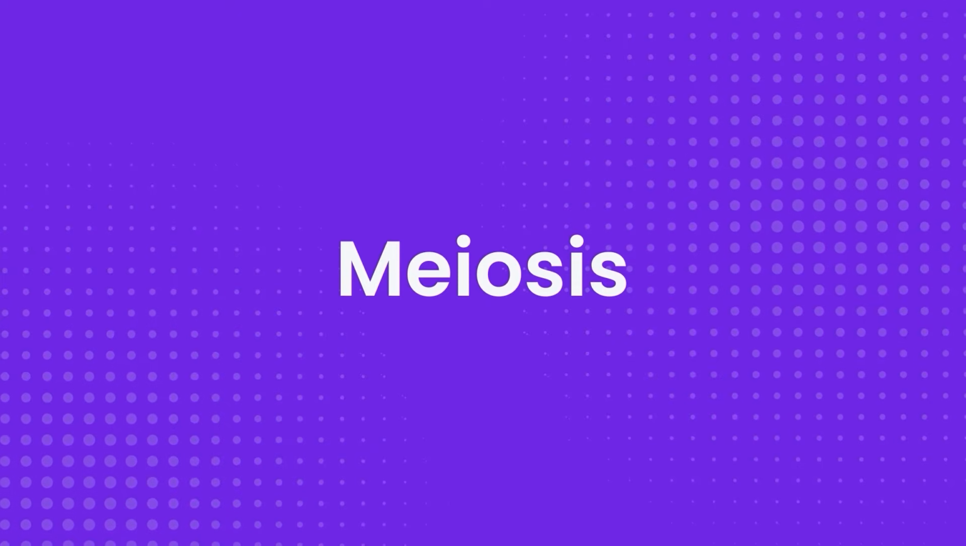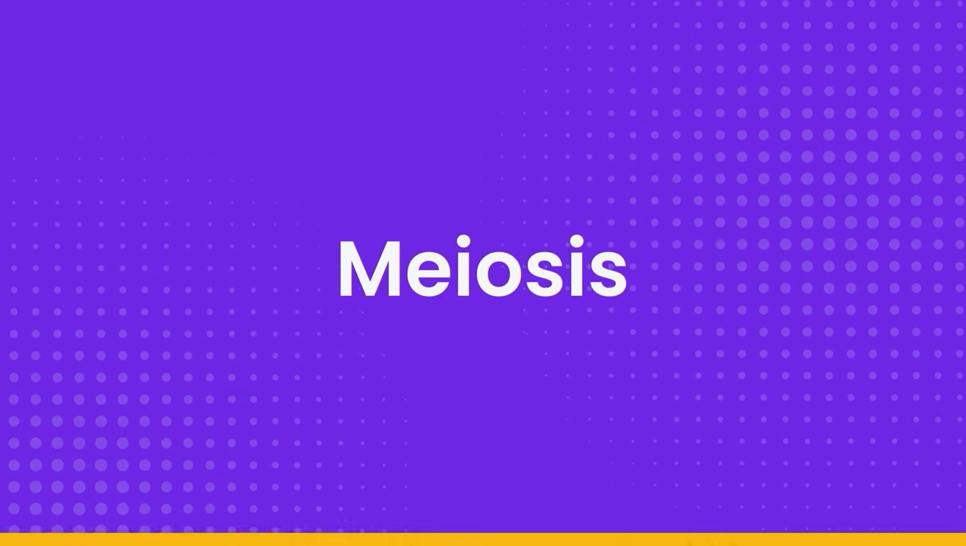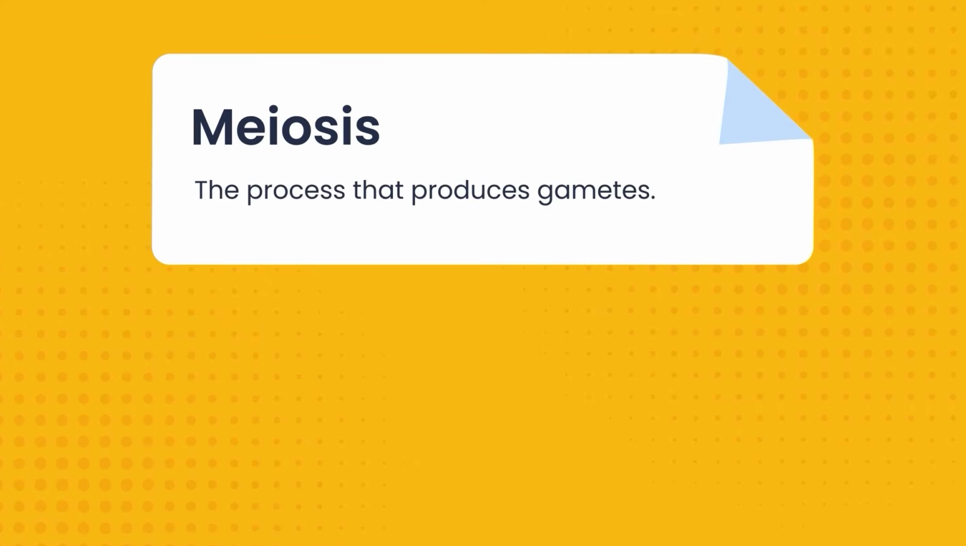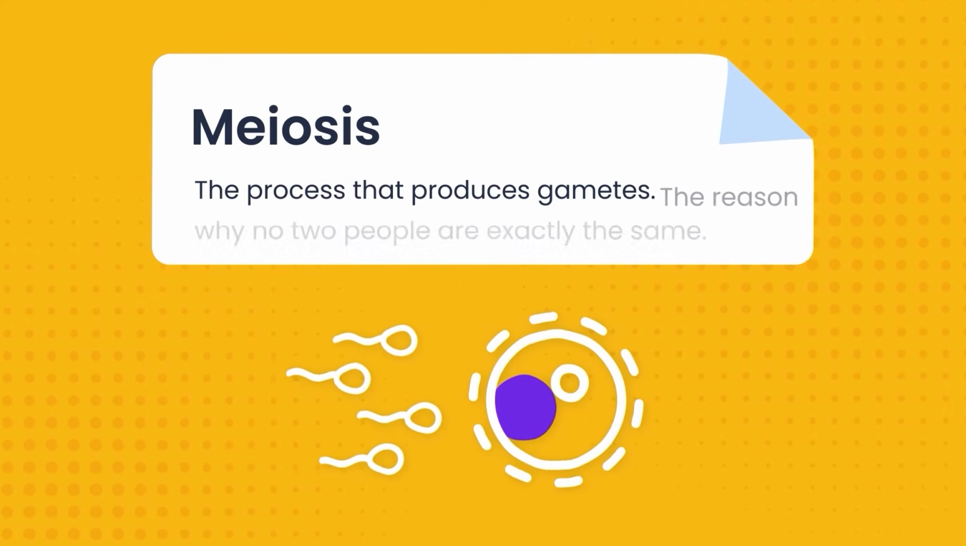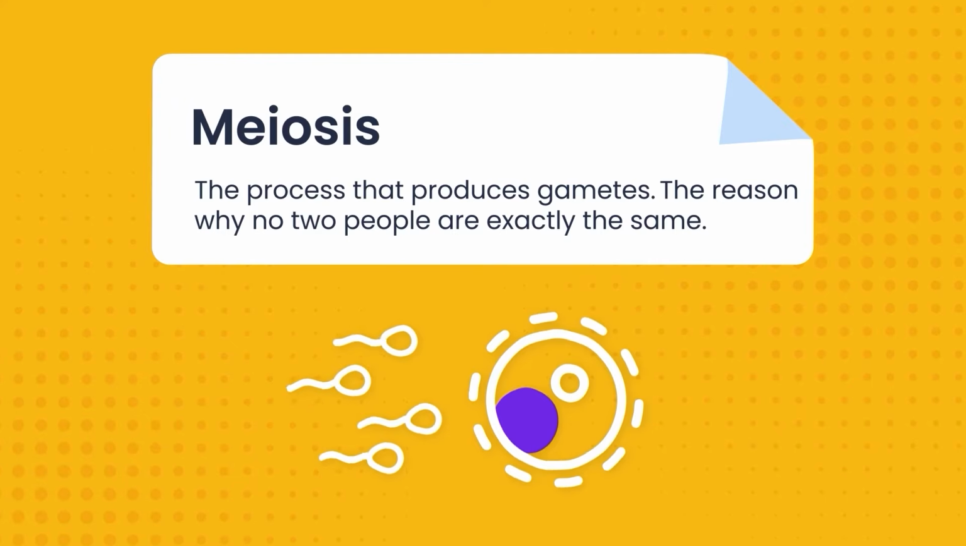If a mutation occurs in DNA, it can alter the mRNA sequence, which can then lead to the wrong amino acid being added to a protein, potentially changing its function. This is where genetics and inheritance starts to come into play, which leads us to the next key topic, how meiosis creates genetic variation. Meiosis is the process that produces gametes, or sperm and egg cells. It's the reason why no 2 people are exactly the same.